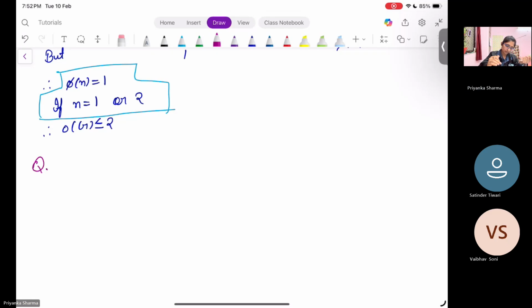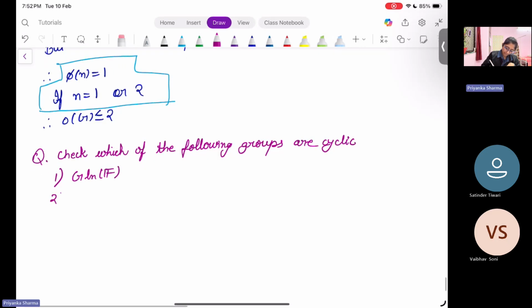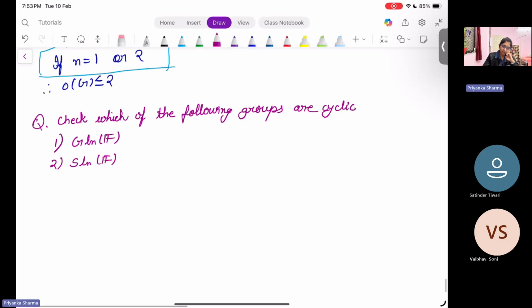Next question. Check which of the following groups are cyclic. First is GL_n(F), where F is some field, and secondly, SL_n(F), that is, the general linear group and special linear group over some fields. So are they cyclic or not?